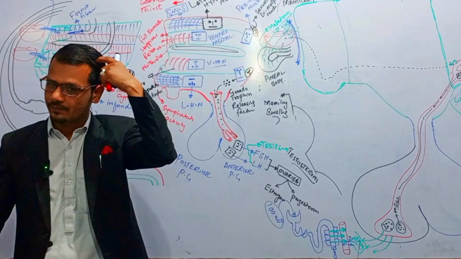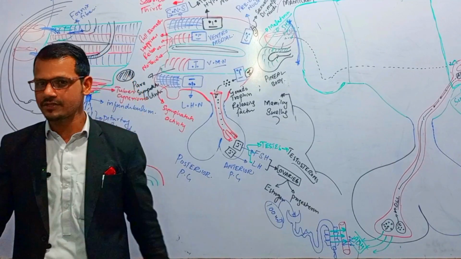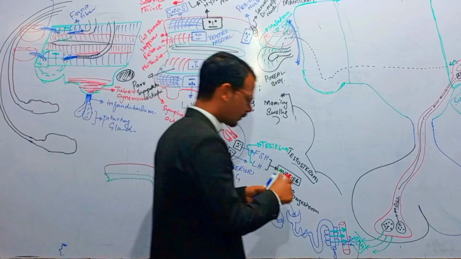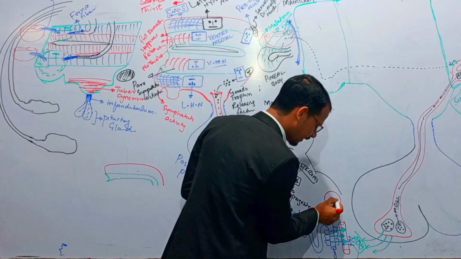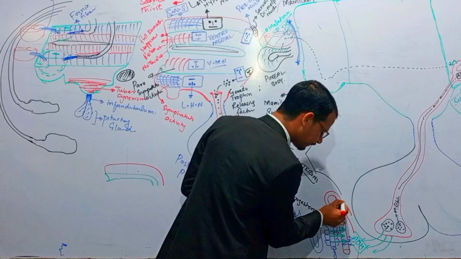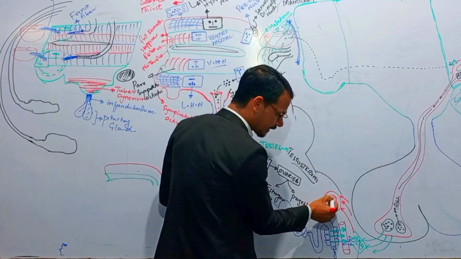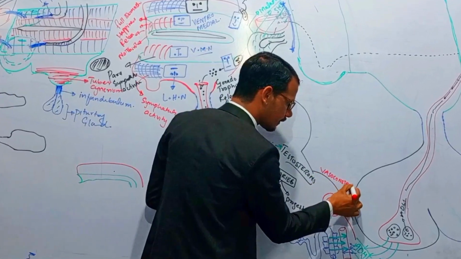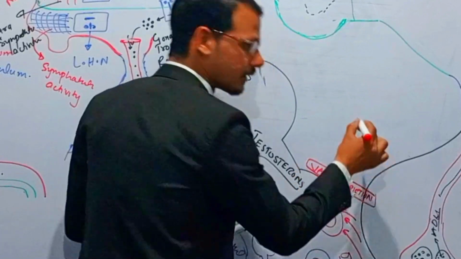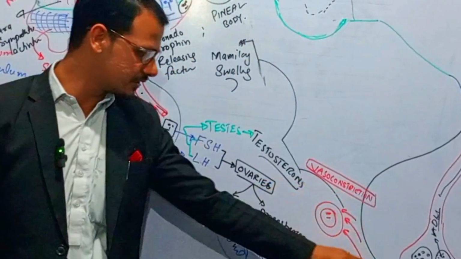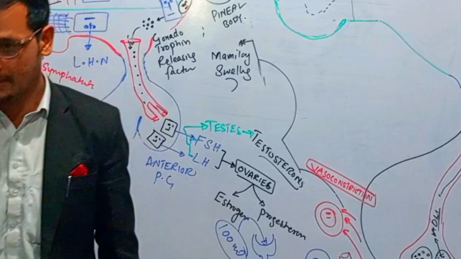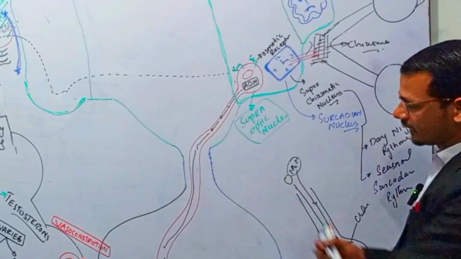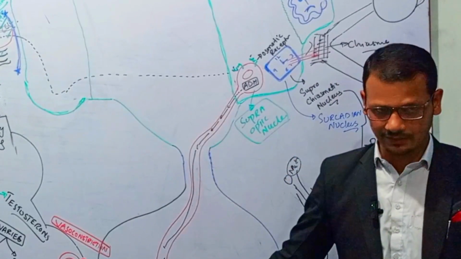Why? MCQs. What is the second name of ADH? It is called vasopressin, because when this ADH is present in high amount, it acts on blood vessels and causes vasoconstriction, and because of this vasoconstriction, ADH is also known as vasopressin, right? So this is the supraoptic nuclei which forms antidiuretic hormone.